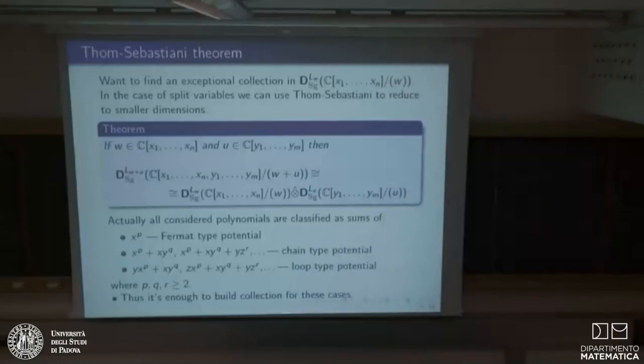So what to do if we want to find such an exceptional collection? If the potential is split in two parts, then there is the Thom-Sebastiani theorem, which allows us to build a collection for the sum of two potentials from the collections for the separate parts. And actually, all potentials which we consider, which are quasi-homogeneous, have an isolated singularity at zero, and have the right number of monomials, are also sums of potentials of three types: the simplest case, Fermat type potential, also chain type potential, and loop type potential. So it's enough to build a collection for these cases.